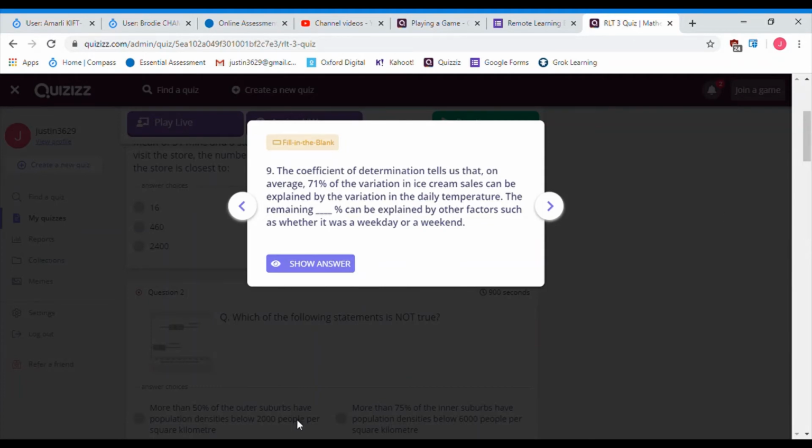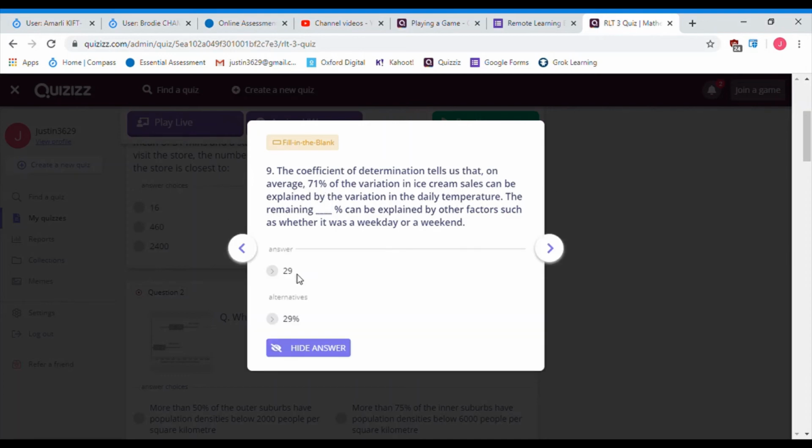The coefficient of determination tells us that, on average, 71% of the variation in ice cream sales can be explained by the variation in the daily temperature. The remaining percent can be explained by other factors, such as whether it was a weekday or weekend. This remaining percentage is just whatever is left over after the 71%. So if we take 100 minus 71, we end up with 29.